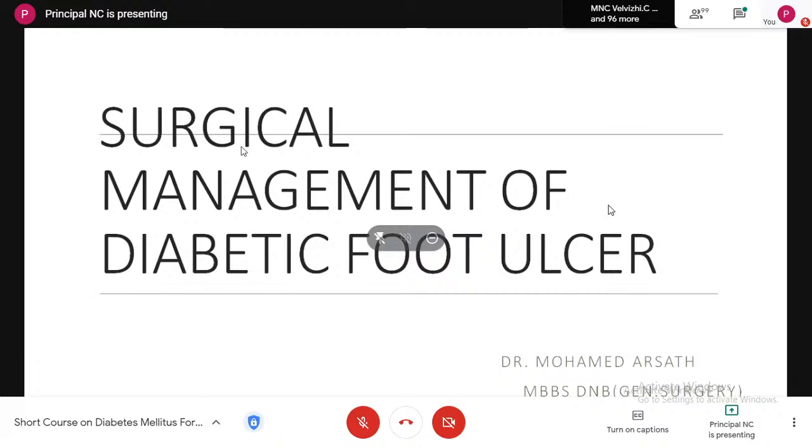So this is not a simple thing that we can avoid. It's not a small ulcer. The small ulcer will become a big problem. The patient may lose his life. So for every small ulcer in the patient, particularly in patients with diabetes, we have to take care of it very well.